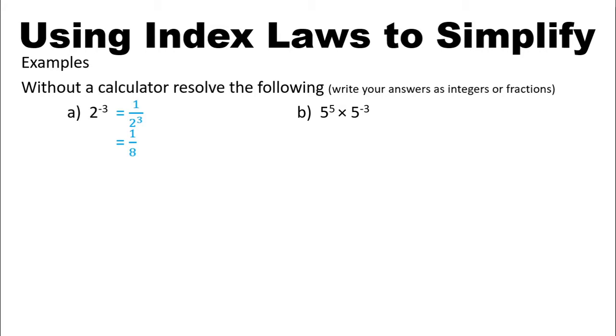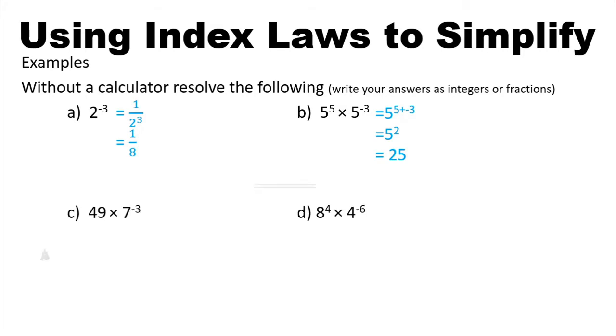For question B, I need to apply my laws of indices here. These two index terms are being multiplied. The multiplication law tells me to add my indices, so 5 to the power of 5 plus minus 3. And I hope you know your integer calculations. Adding a negative number is the same thing as subtracting. So that's 5 minus 3, which is 2. That's 5 to the power of 2, which is 25. So without a calculator, I was able to work that out.